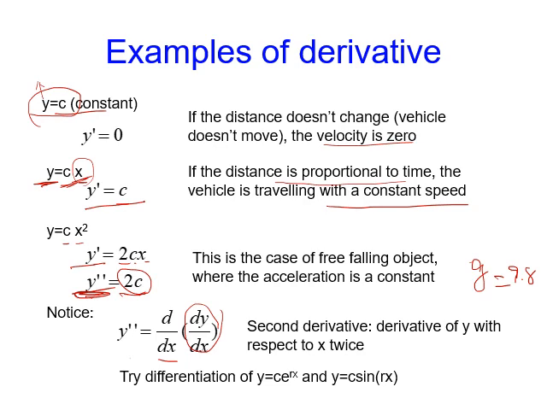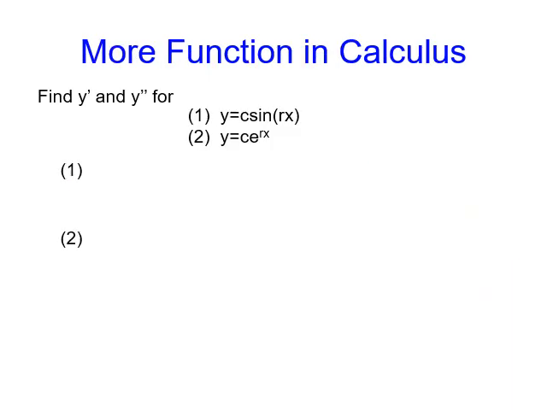In the next slide, we're going to try the second derivative of these two special functions. Let's try the first derivative and the second derivative of these two functions. First function, first derivative: sine becomes cosine. And then the derivative of Rx becomes R. So the first derivative should be constant C times R times cosine Rx. And the second derivative, cosine becomes negative sine.